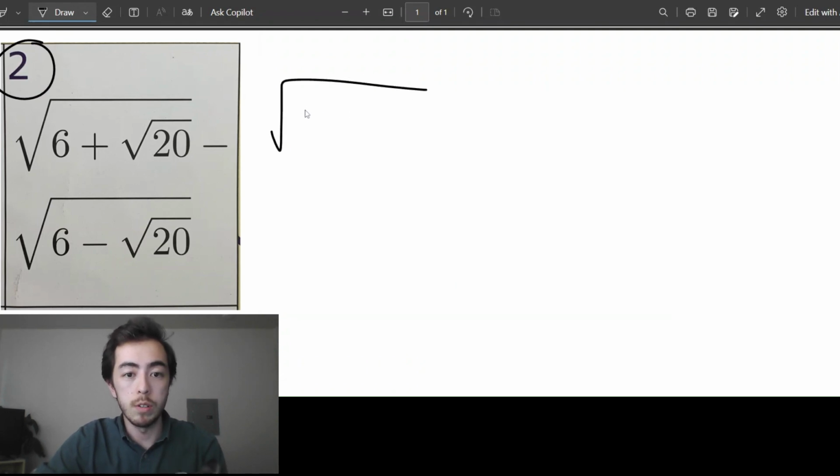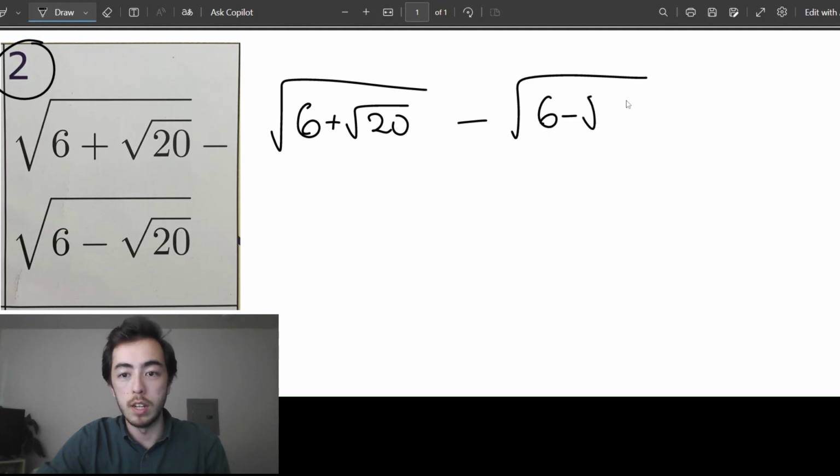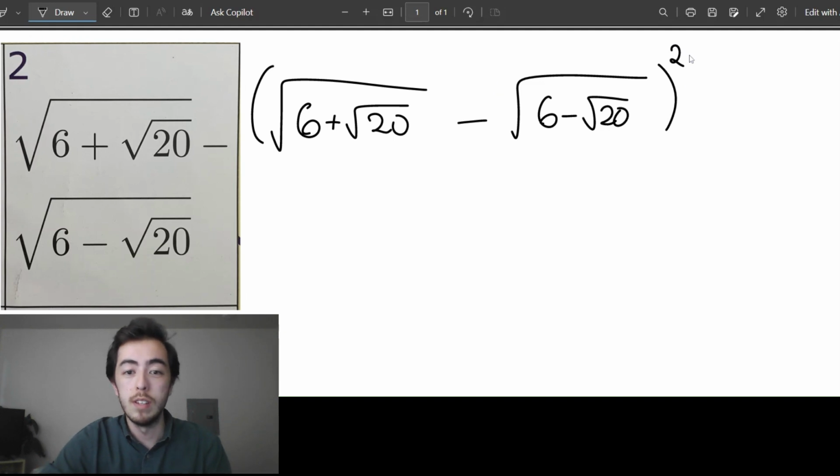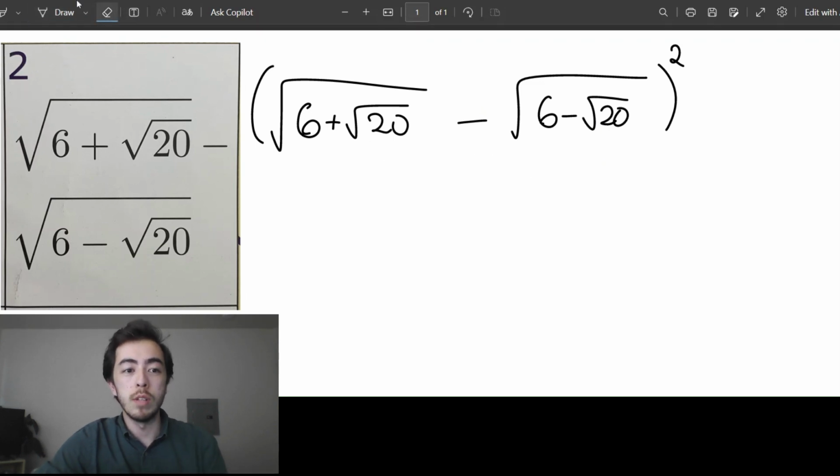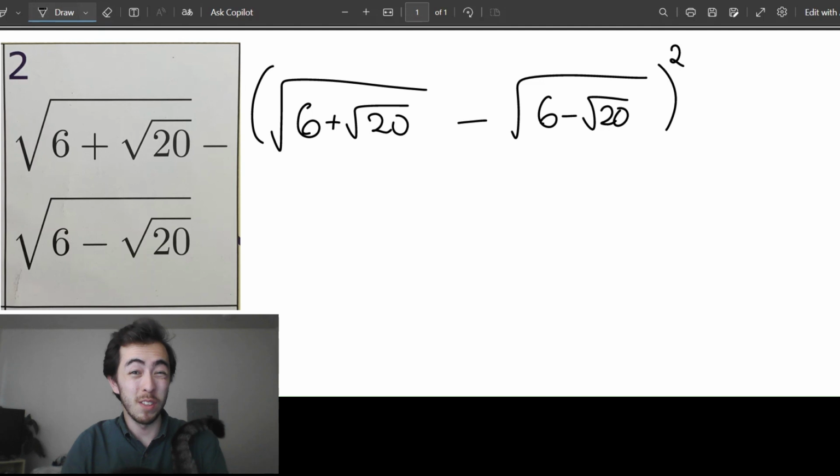I see the square root of 6 plus root 20, and then minus the square root of 6 minus root 20. And usually the best thing to do to undo square roots is just to square it. So that's what I'm going to do. I'm going to take our number here and square it and see what happens. If this number is 2, which it should be today to match today's date, then ultimately when I do all these calculations, I'm hoping for the number 4. So let's see what happens.